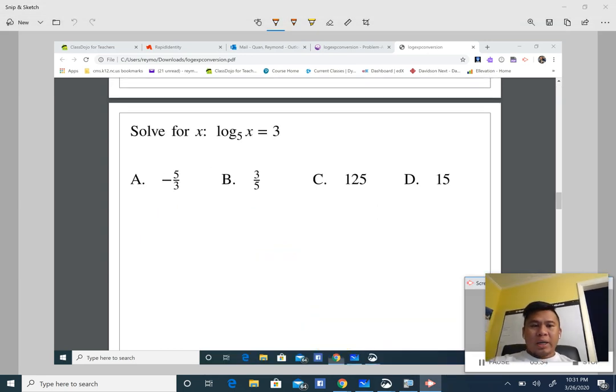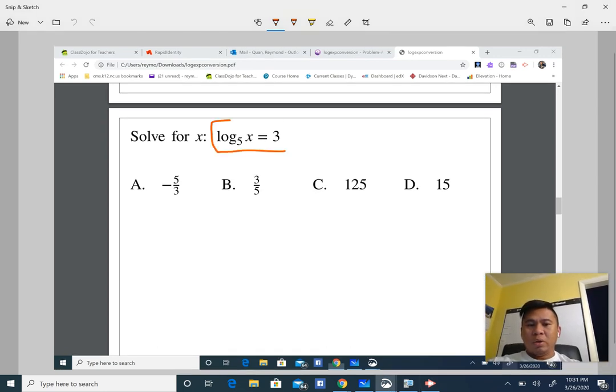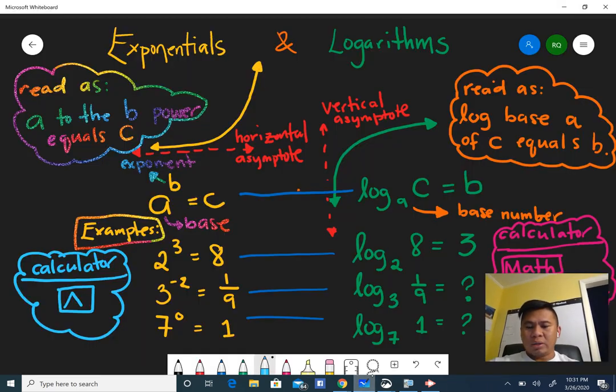Going to our second example in here, it says logarithm base 5 of x is equal to 3. In this case, we should write this in the form log base a of c is equal to b, coming from our graphic organizer.